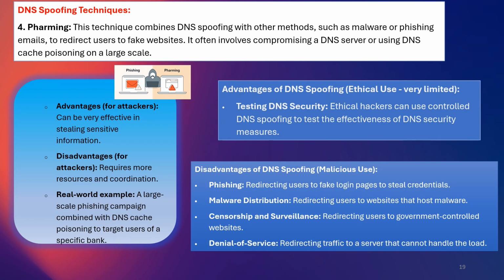DNS server compromise. If an attacker gains control of a DNS server, they can modify records to redirect traffic to malicious websites, causing widespread disruption, affecting all users relying on that server. Example: a hacker compromises a company's DNS server and redirects all employee logins to a fake authentication page to steal credentials. Mitigation: use strong access controls to prevent unauthorized modifications. Regularly audit DNS configurations. Monitor DNS activity for anomalies.